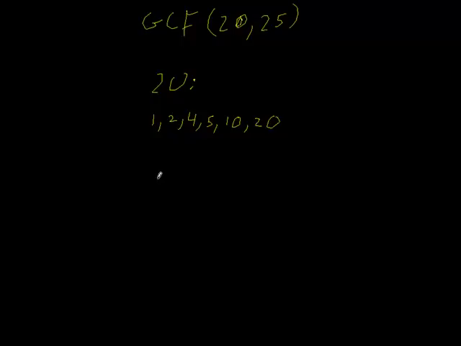And the factors of 25 are 1, 5, and 25. So let's take a look at the common factors, and I think we can guess what the greatest common factor is. Pretty simple. It's 5. So the GCF of 20 and 25 equals 5.